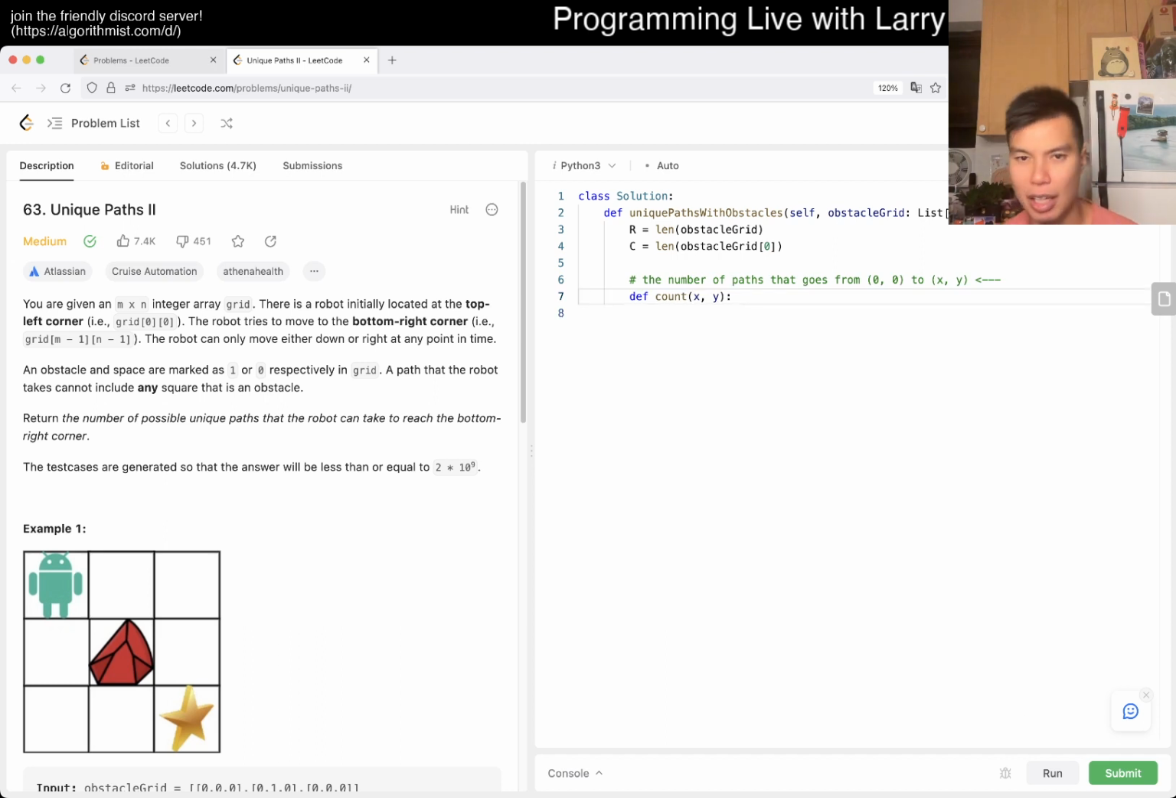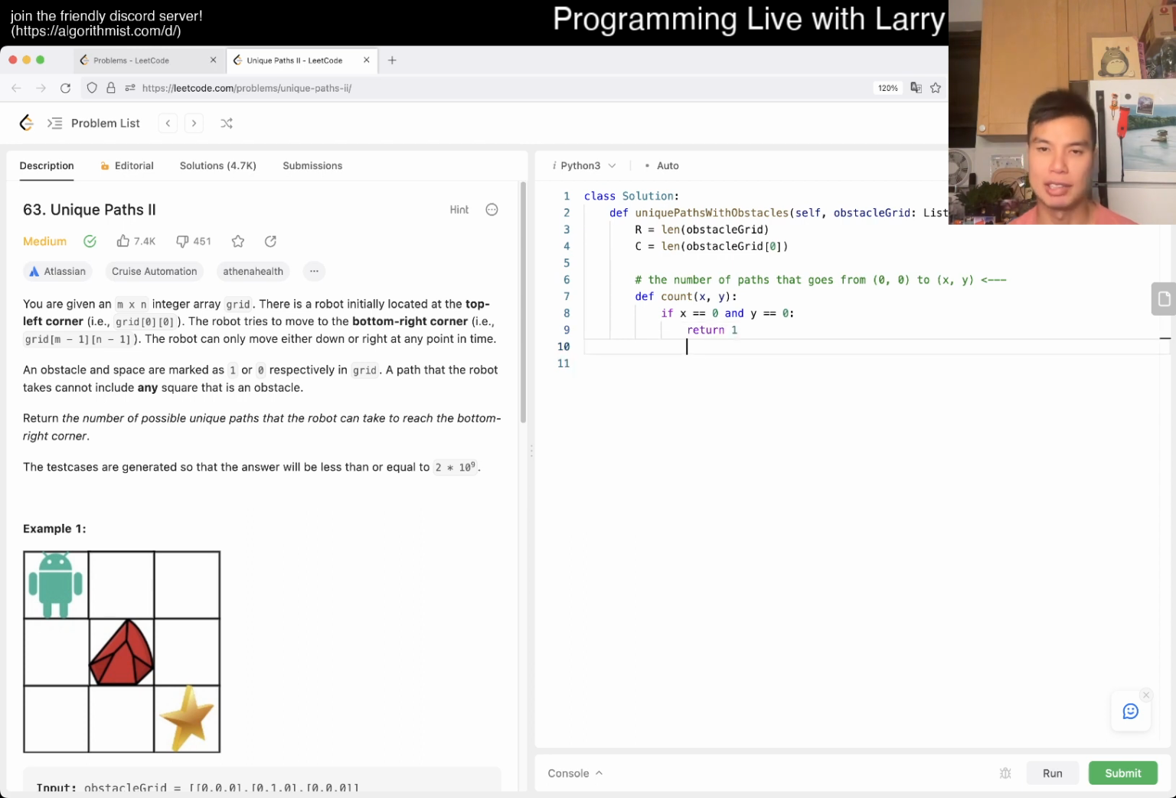And, yeah. So what are we doing? Basically, if x is 0 and y is 0, then we return 1, right? Because there's one path from 0, 0 to 0, 0, just by definition. Otherwise, paths is equal to 0, and then we add to it count of x minus 1, y, and count of x, y minus 1, because that's basically where it comes from. These are the two possible previous paths that it comes from, right? The number of paths from the left, or actually this is from up, and this.